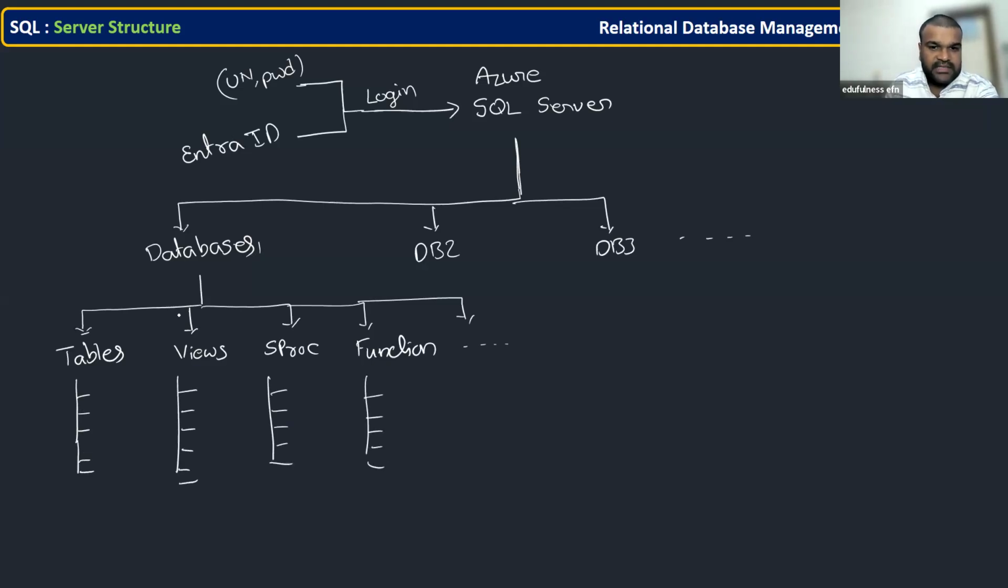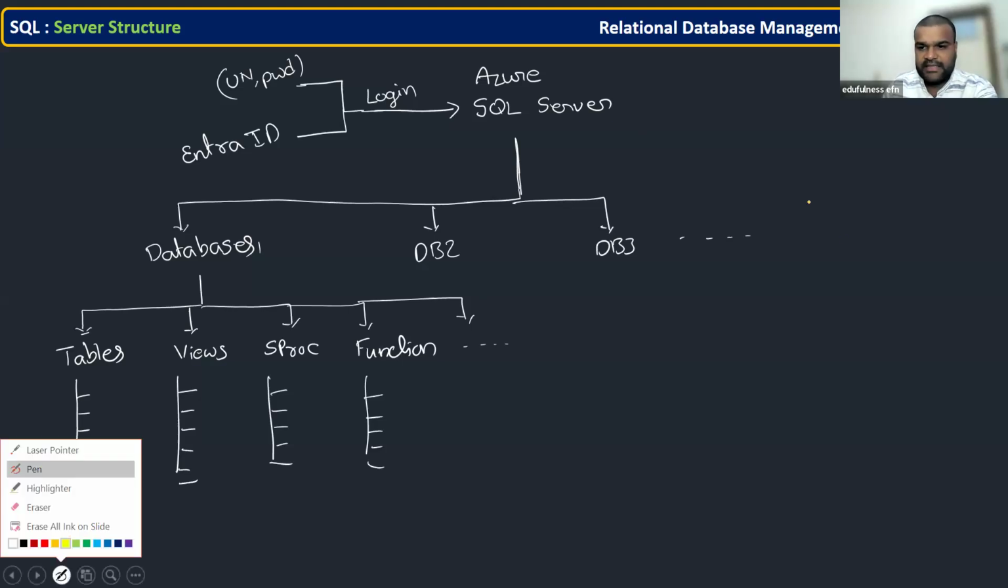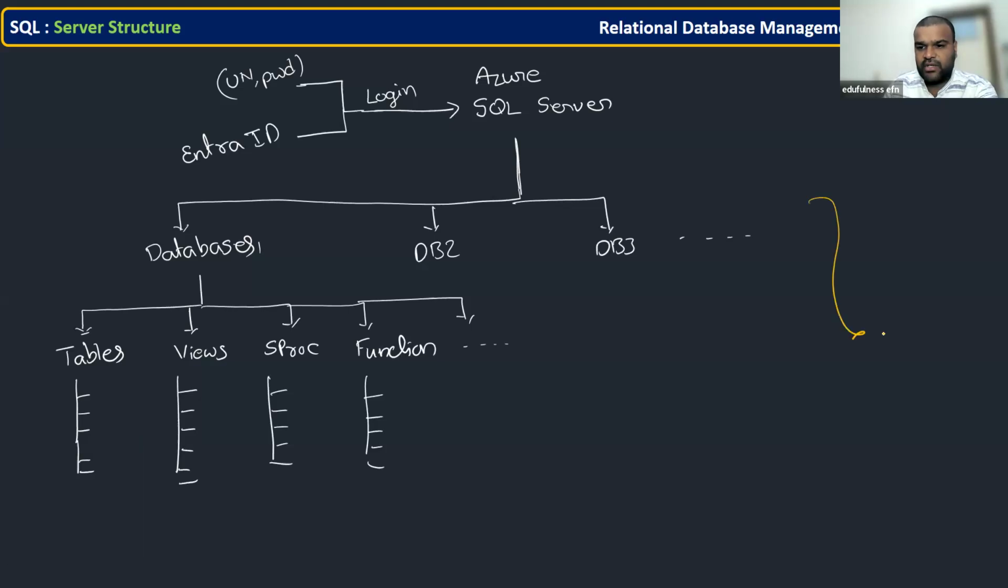So this is, first of all, the hierarchy. Anything in the database you can call an object. A table is one object, a view is one object, even a database you can call an object. So this is the structure.